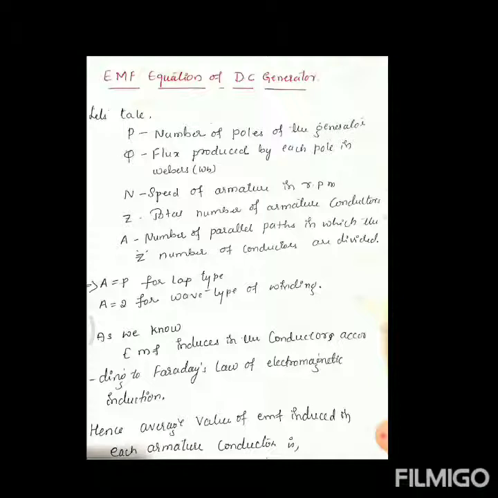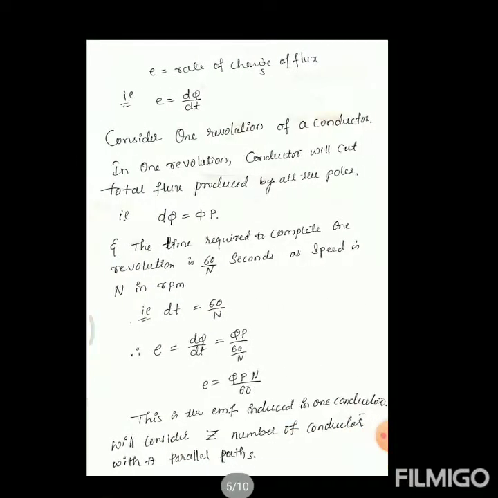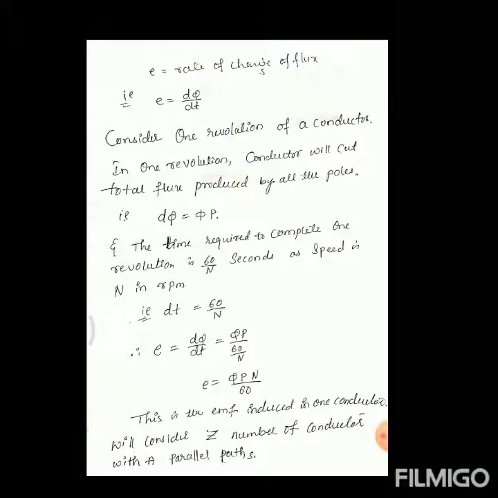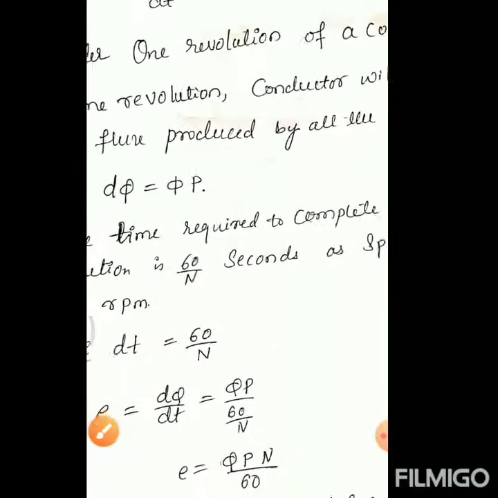Now we will write the average value of EMF induced in each armature conductor. We take EMF as the rate of change of flux, or the rate of cutting of the flux. Mathematically, E is equal to d phi by dt. Let's find out what d phi and dt are, and then we'll start substituting the values.